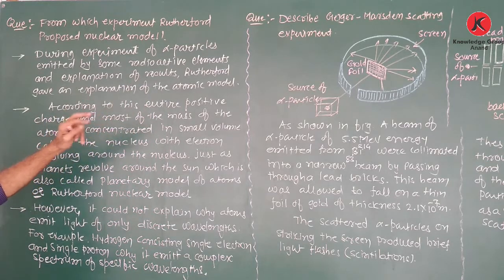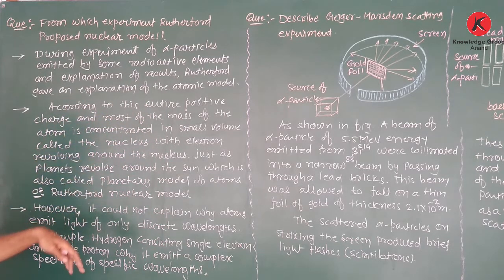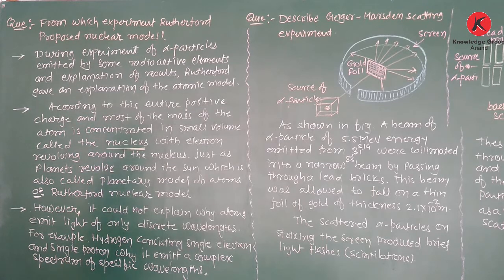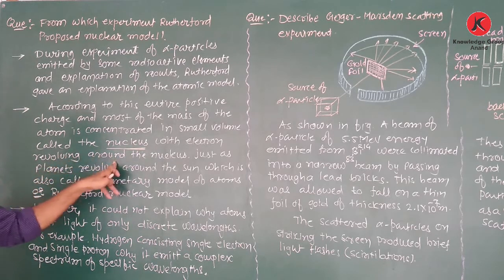According to this, the entire positive charge and most of the mass of the atom is concentrated in a small volume, and this small volume is known as the nucleus, with the electrons revolving around the nucleus in circular orbits.